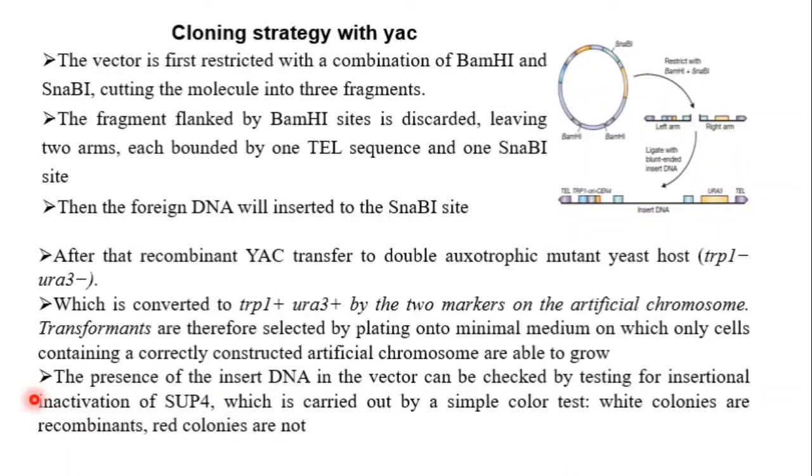If foreign DNA is not inserted into SUP4, then what will happen? That will produce red colonies. Otherwise, if the foreign DNA is inserted into SUP4, it will produce colorless colonies, like blue white screening. If not inserted, it will produce red colored colonies.